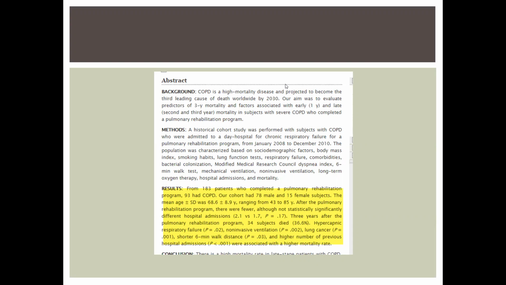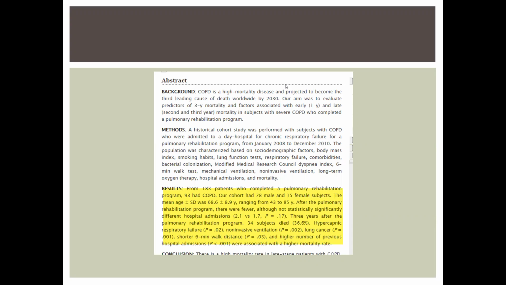After the pulmonary rehab program, there were fewer, although not statistically significantly different, hospital admissions. So it says 2.1 versus 1.7, and the p-value is 0.17. Is 0.17 good? No. So it was not statistically significant that the pulmonary rehab kept the patients out of the hospital. Does that make sense? So they gathered statistics and realized, no, we're not showing evidence that it makes a difference.